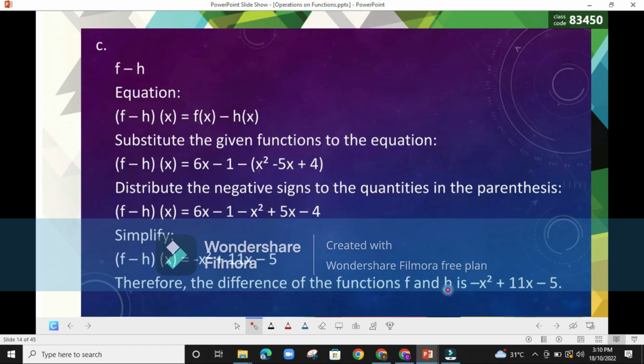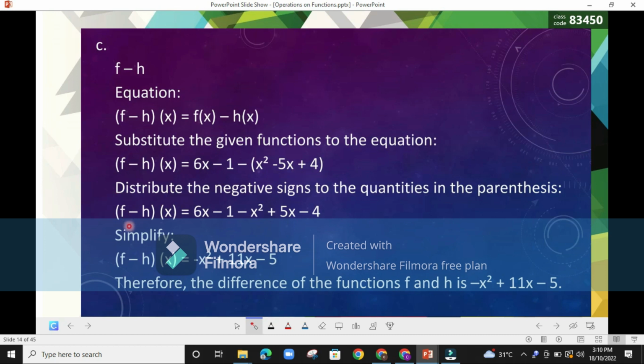Okay. Now, let us proceed to the third example. F minus h. So the equation we have here, f minus h of x is equal to f of x minus h of x. So substitute the given functions to the equation. Our f of x is 6x minus 1 as the given. Copy the minus sign. Then we have h of x is x squared minus 5x plus 4.